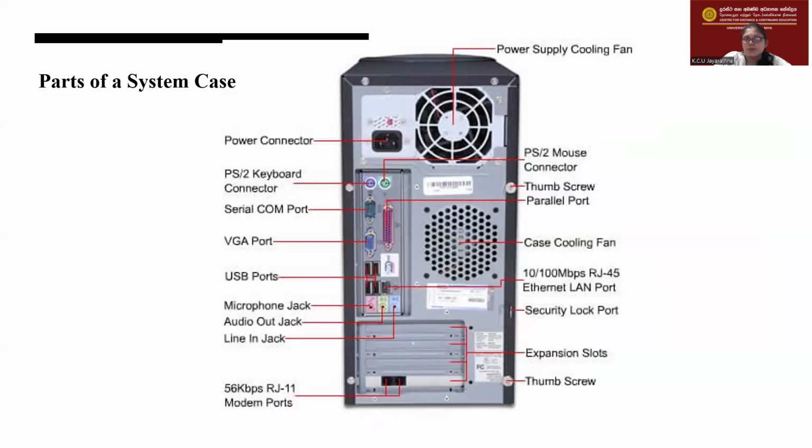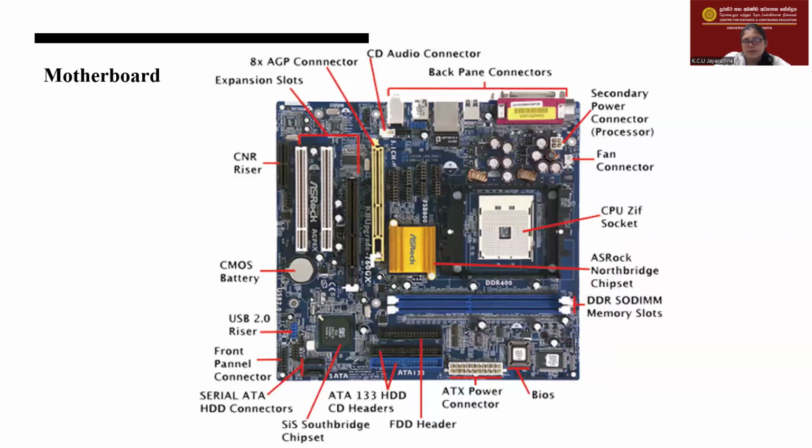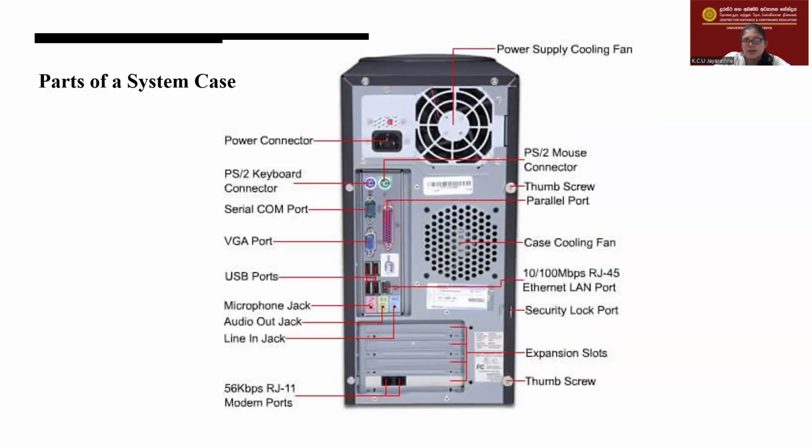Then we move on to the system case. What are the parts or components in the system case? As you can see, the motherboard has different parts than the system case. So what are the parts in the system case? There are the power supply, cooling fans, power connectors, VGA ports, USB ports, thumb screws, expansion slots, and security lock ports. Those are the parts of a system case.